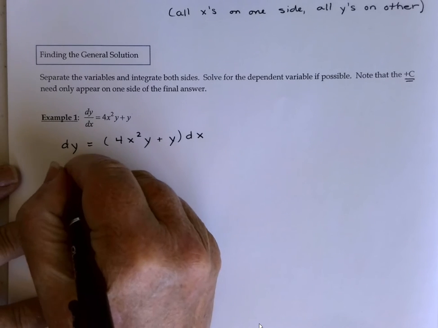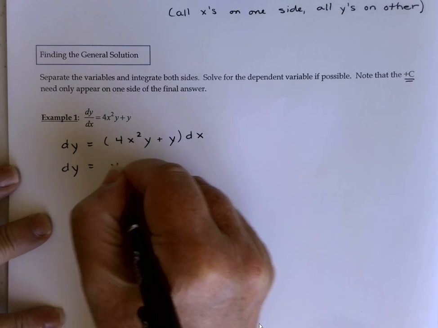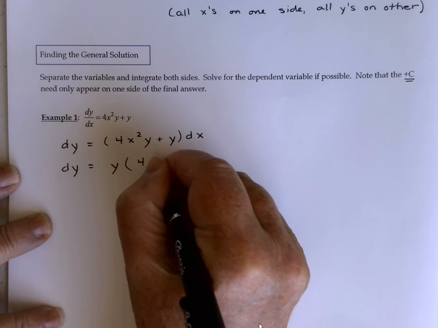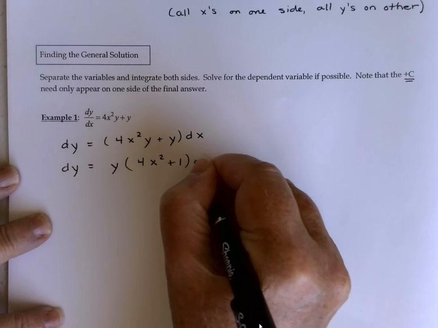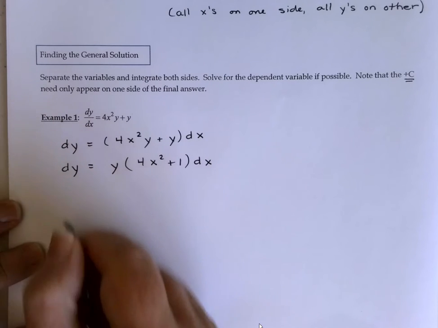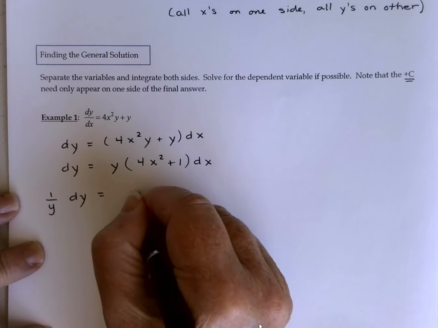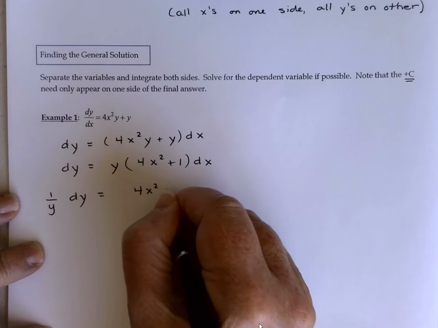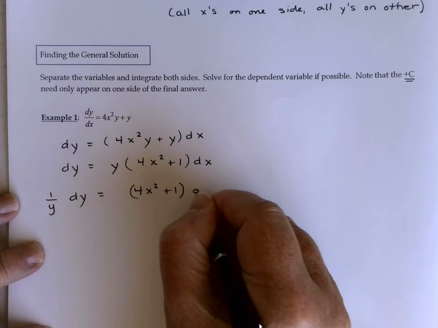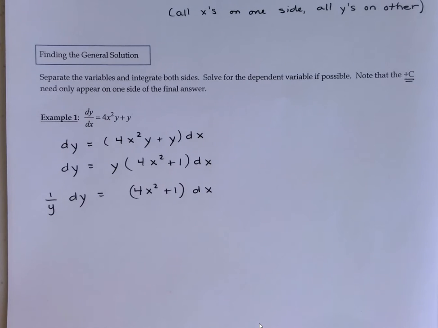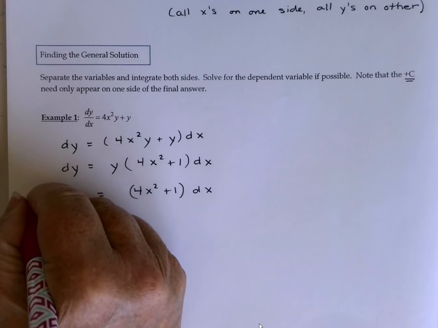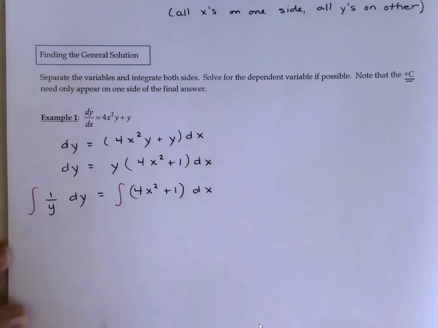And in order to do that, I'll start by factoring out the y. And then I can divide by it. And there we go. Our variables are separated. All of the y's are on the left, all of the x's are on the right. Once your variables are separated, you can integrate both sides.